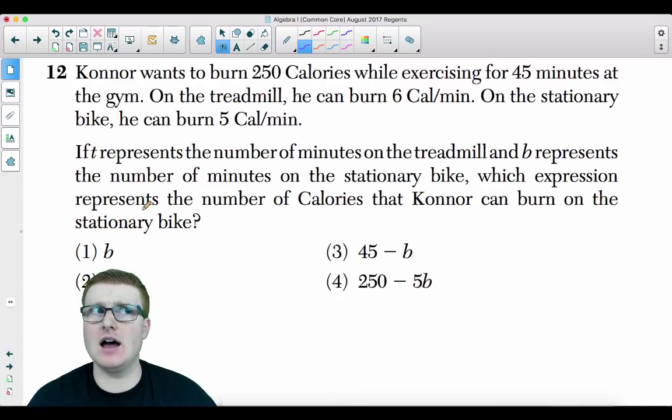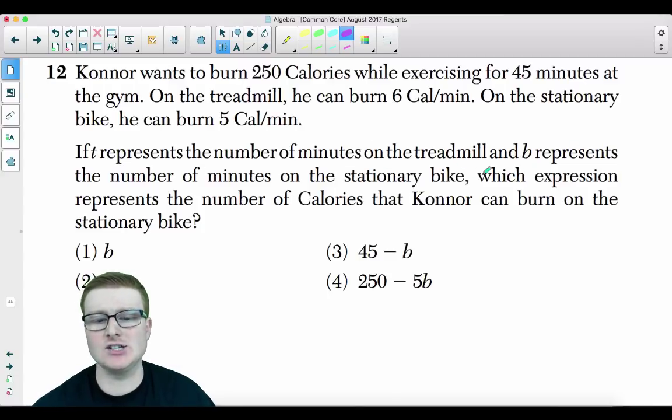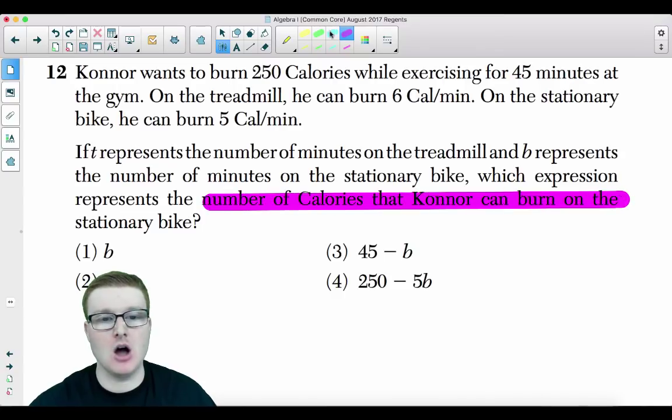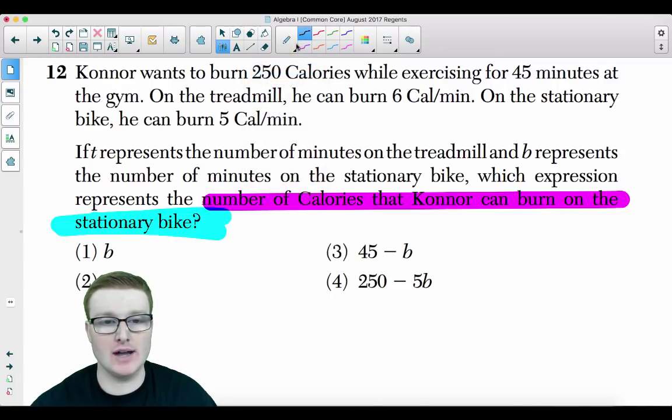They give you a lot of useless information here. Because look at the question here. This is just a reading question. It says, which expression represents the number of calories that Konnor can burn on the stationary bike? Yeah, they did that to you. We don't care about the treadmill. So anything that says treadmill, get rid of it. Please. T represents the number of minutes on a treadmill. So if T represents the treadmill, get rid of any answer that has T.